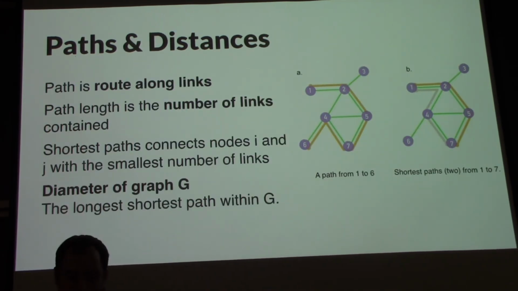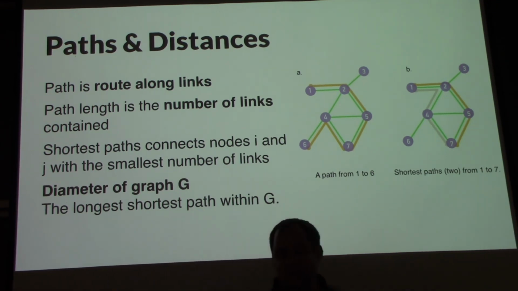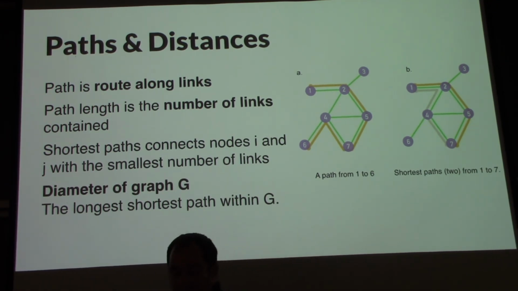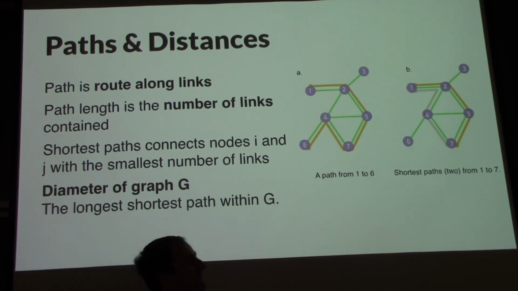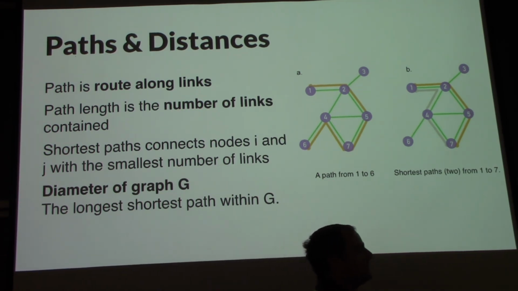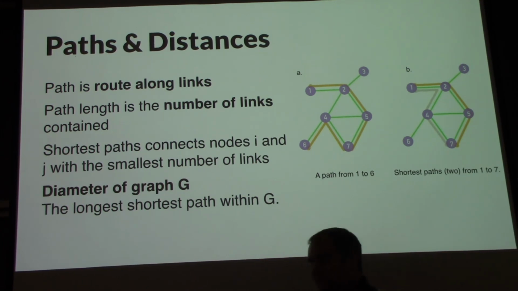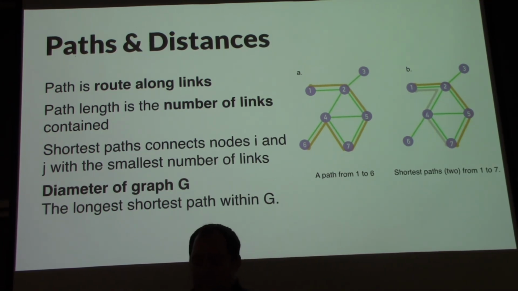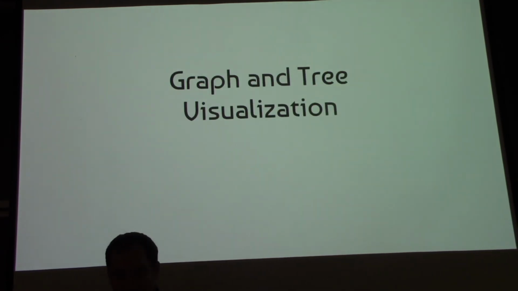Paths and distances. A path is a route along links, and the path length is the number of links contained in that path. Very often we care about the shortest path, which connects nodes I and J with the smallest number of links. We can also define the diameter of a graph as the longest shortest path within G. So between any combination of nodes, the longest shortest path between them is the diameter of a graph. And that's also an important graph measure.